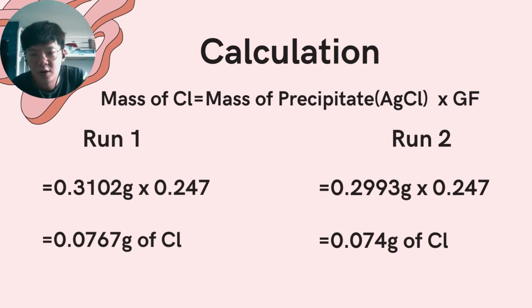To calculate the mass of chloride, the formula is the mass of the precipitate, which is the silver chloride, times the GF. So in run one, the mass of the chloride that we get is 0.0767 gram, and in run two, the mass of chloride that we get is 0.047.